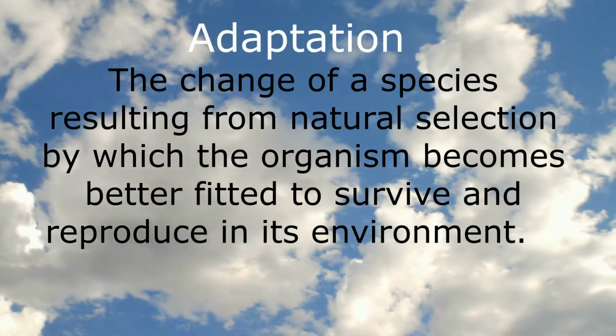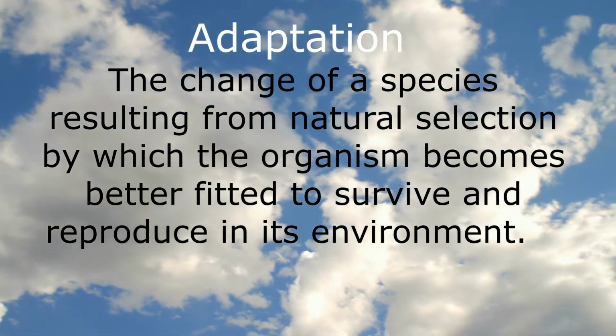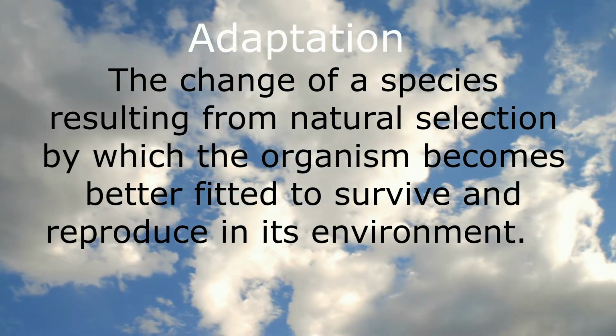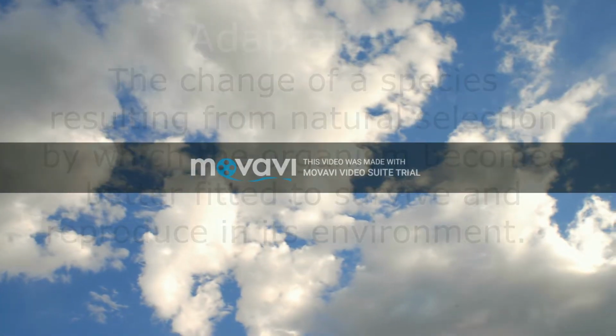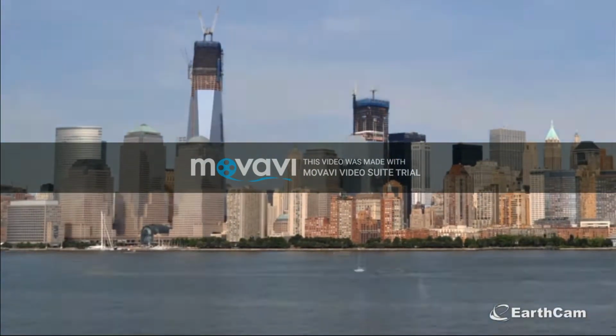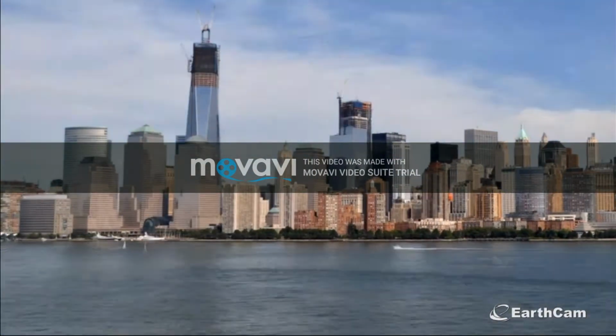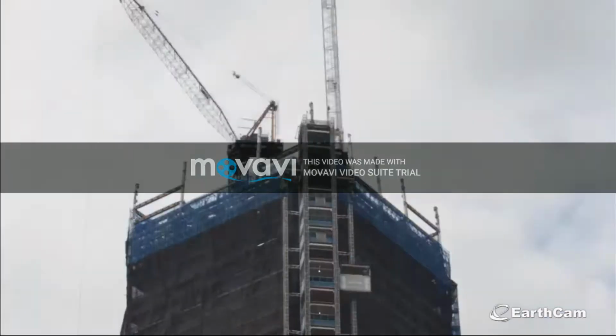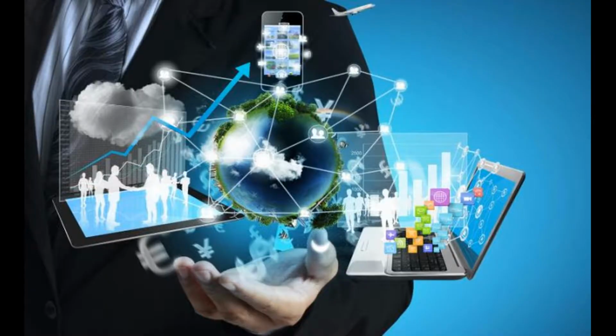Adaptation: the change of a species resulting from natural selection by which the organism becomes better fitted to survive and reproduce in its environment. As humans make time and effort into making our environment easier to live in, people are constructing more buildings and roads as well as making better technologies for the future.